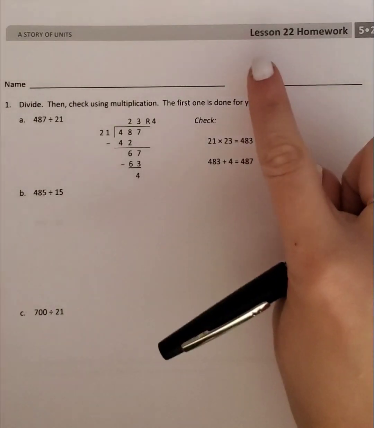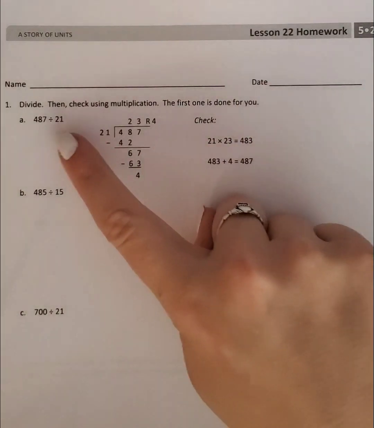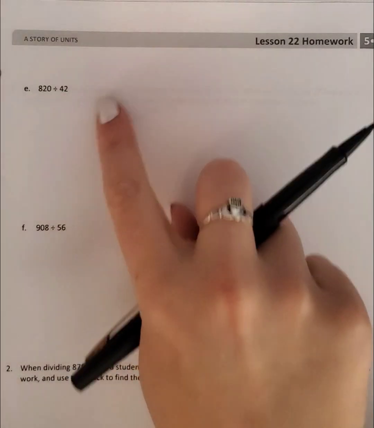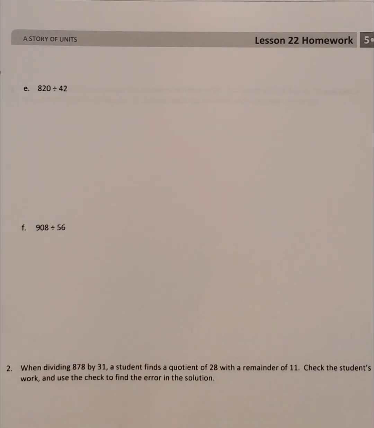Today we are doing lesson 22's homework. So you should have page 112 and 113 in your planner. And we are doing all of problem 1. So we're doing 1A, B, C, D, E, and F. That is the homework. If you want to do number 2, that is your challenge problem.